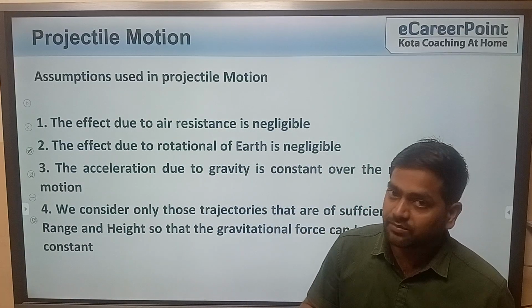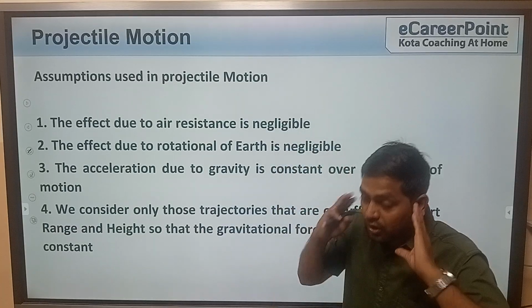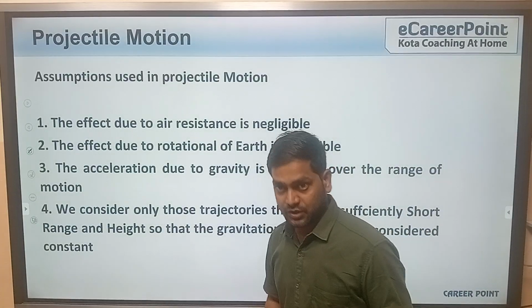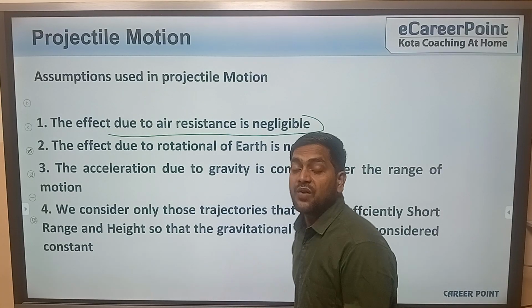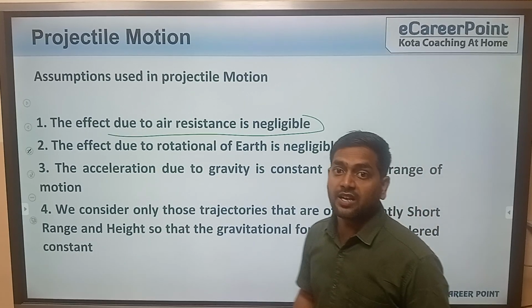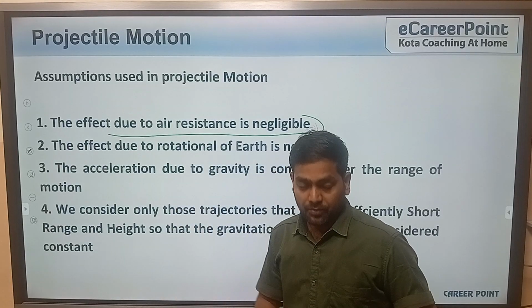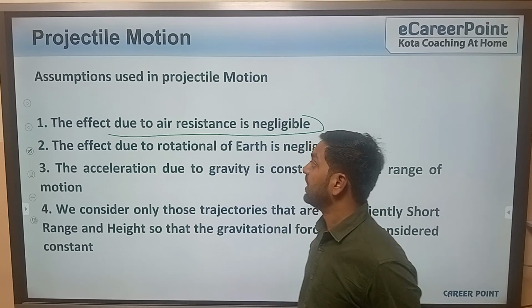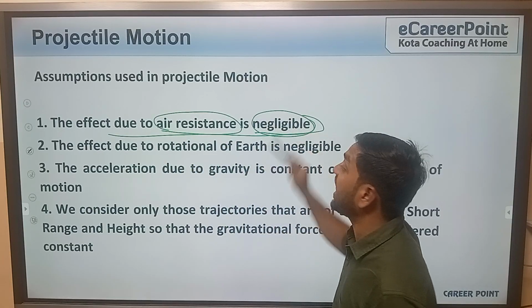Whenever we are going to discuss something, first we have to assume some concepts, right? So here in projectile motion, we are assuming that the effect due to air resistance is neglected. So here we are assuming that there is no air. If there is air, then the air force is applying on that object, and it will change the shape of the trajectory. For that reason we are neglecting the air resistance.